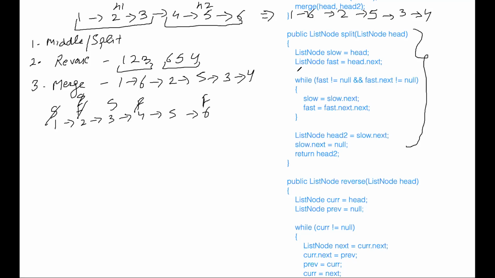So we have a terminating condition here. If you see, if fast is not equal to null or fast dot next is not equal to null, it means we have reached the middle of the node. So likewise, we can find the middle.